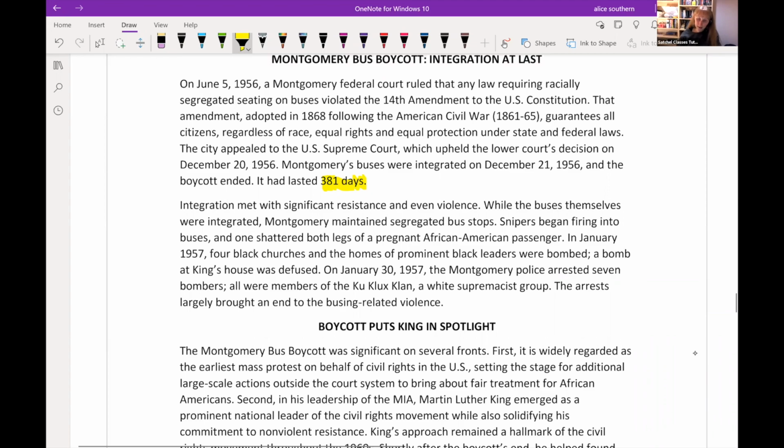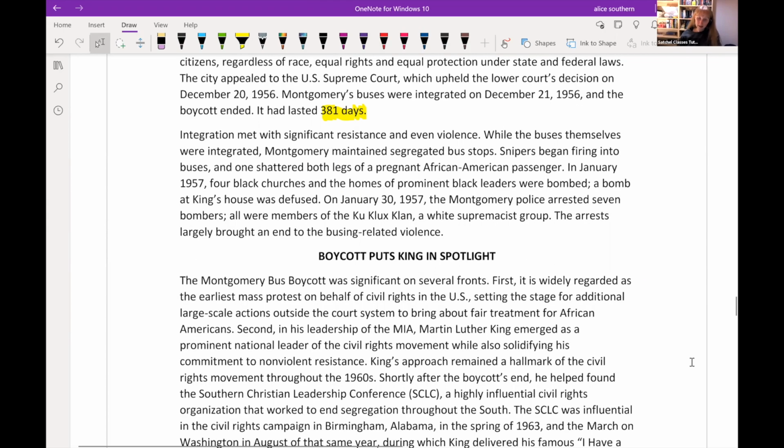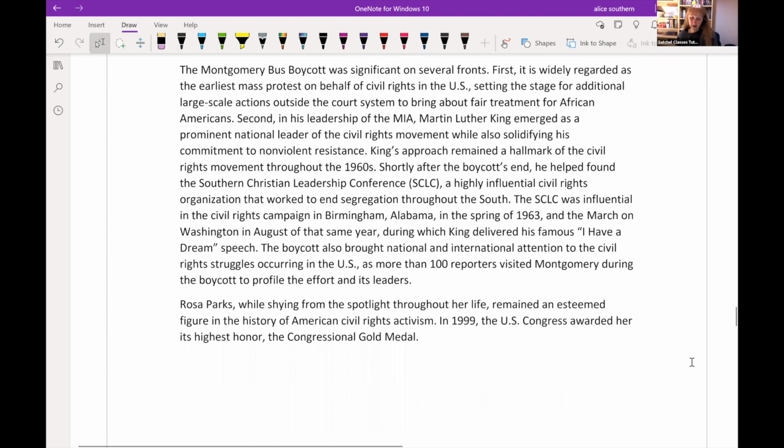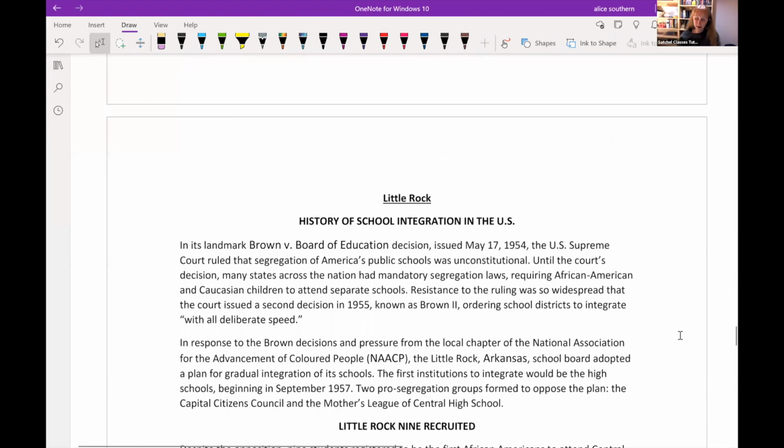So snipers begin firing into buses, and one shattered both legs of a pregnant African-American passenger. In January 1957, 4 black churches were bombed. So we can see there's a lot of negative reaction to this because people don't like it, as we were saying earlier. So it does put Martin Luther King in the spotlight. He is one of the key organizers of this. And as we'll go on to see in the 1960s, he makes a massive difference in the civil rights campaign.